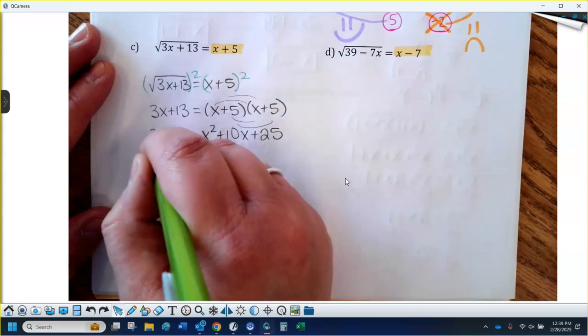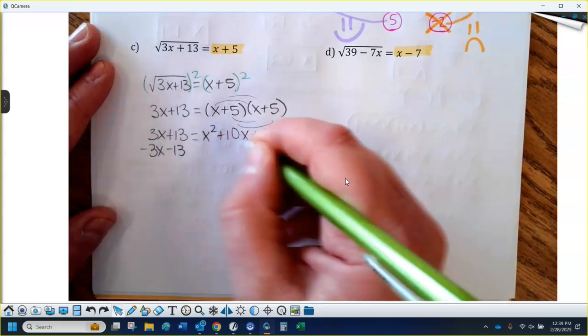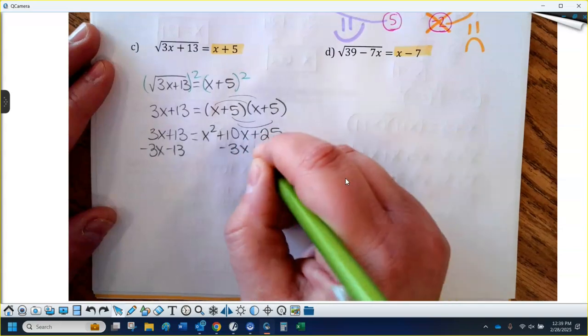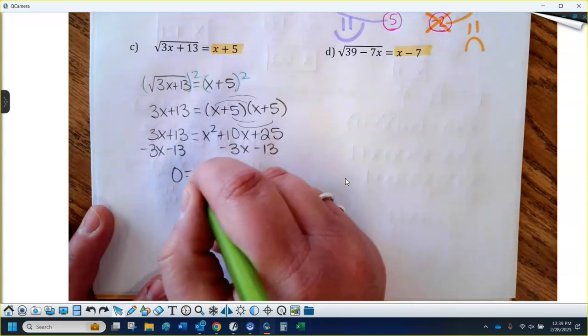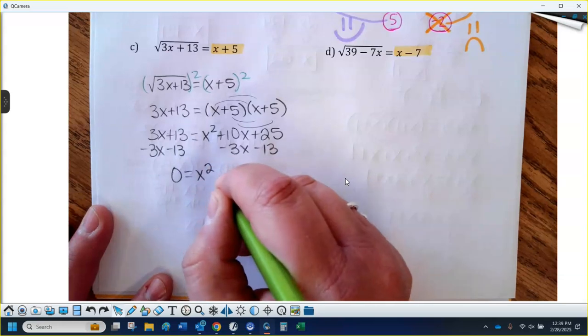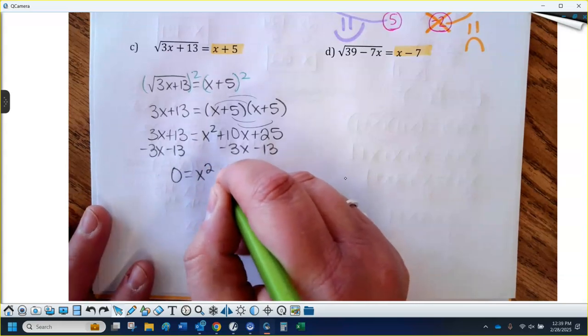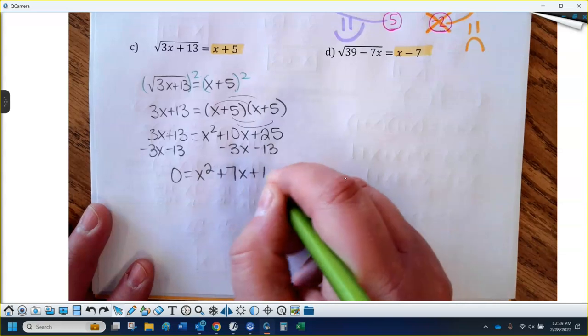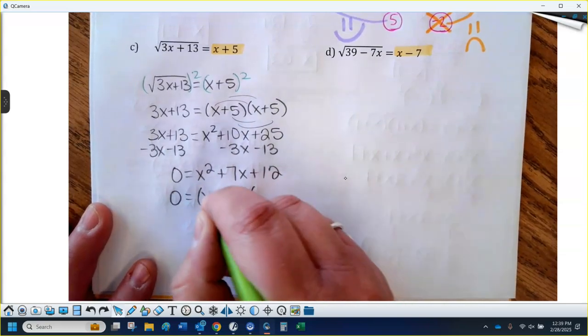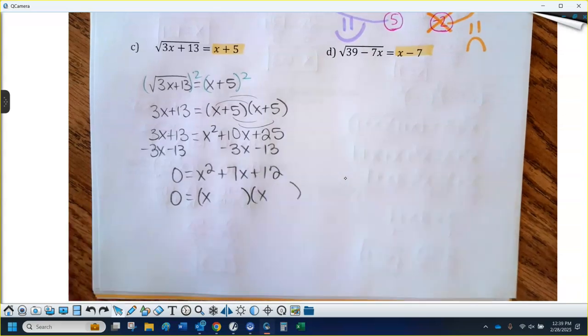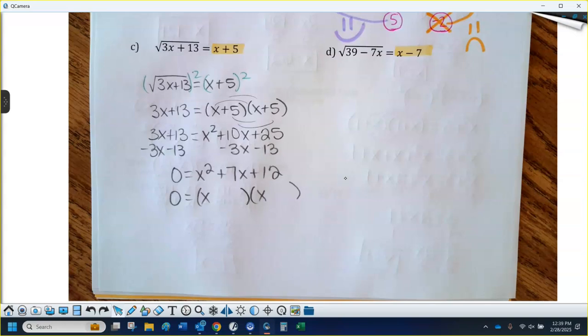I'm going to set this equal to 0. Again, I would encourage you to keep your squared term positive. So I'm going to go ahead and subtract 13 and 3x to the other side to set this up. I promise if I give this to you, it will be factorable. This guy I get x squared plus 7x plus 12 equal to 0. So for this one, I have to think of two numbers. If I multiply them, I would get 12. Same two numbers, if I add them, it would be 7.